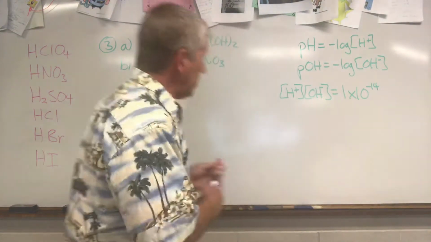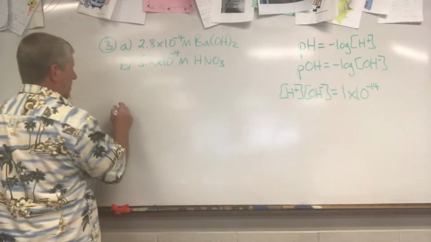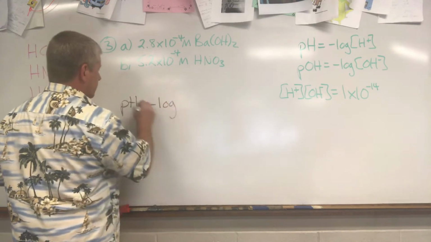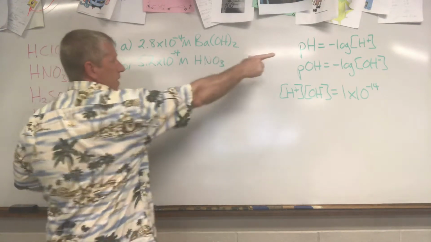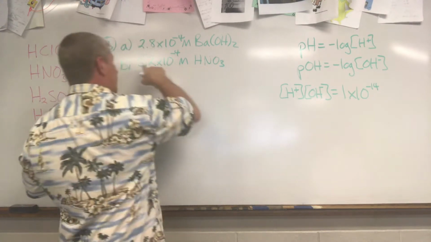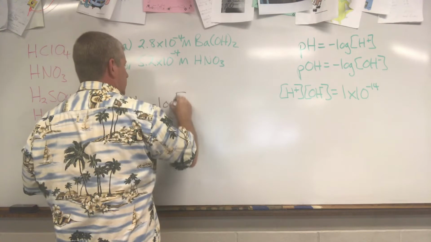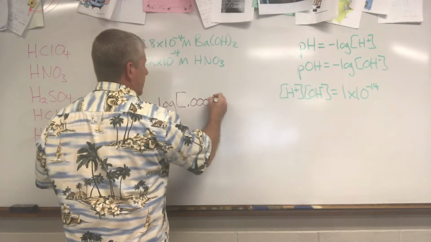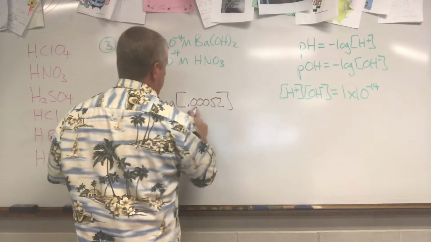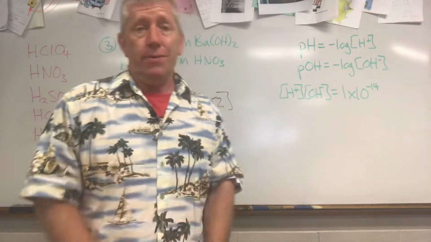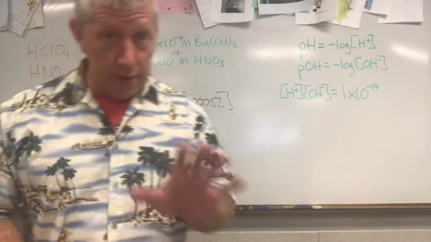All right, so let's go ahead and write this down, pH. How am I going to solve pH? The negative log times the concentration of H. If this is a strong acid, that is my H concentration. So 0.00052. 1, 2, 3, 4. Or you can write it out as 5.2 times 10 to the negative 4. Okay, either way, you'll get the same answer.